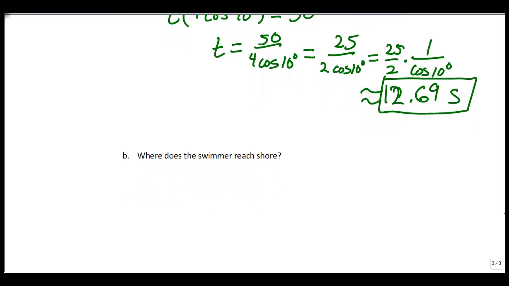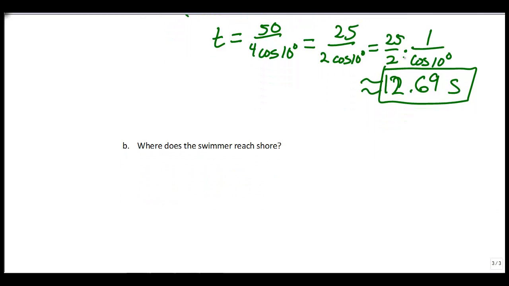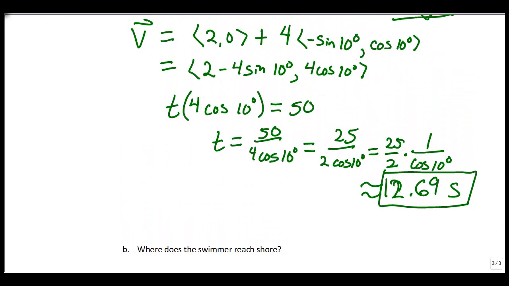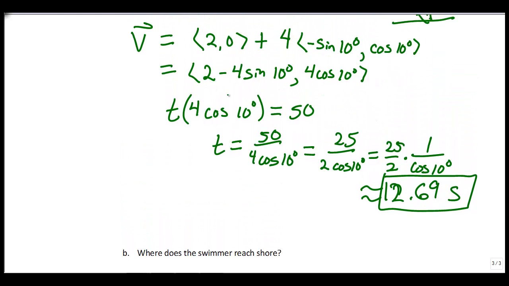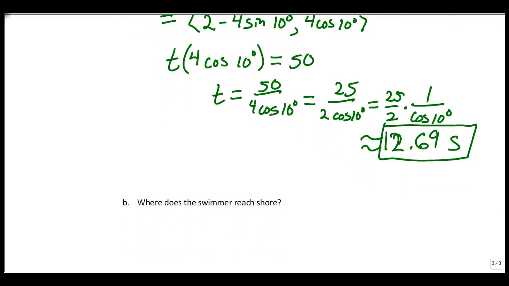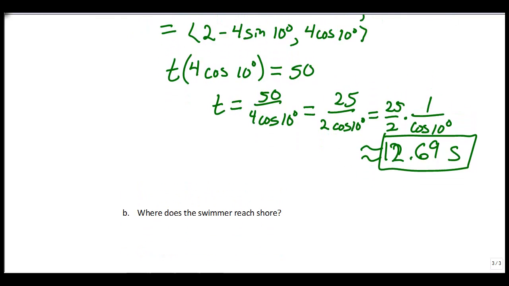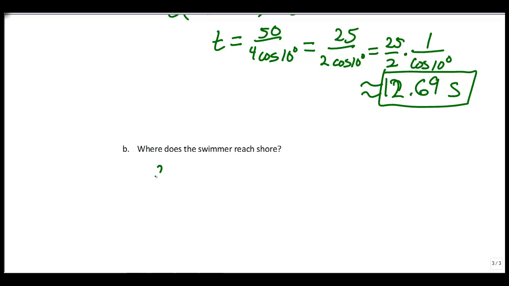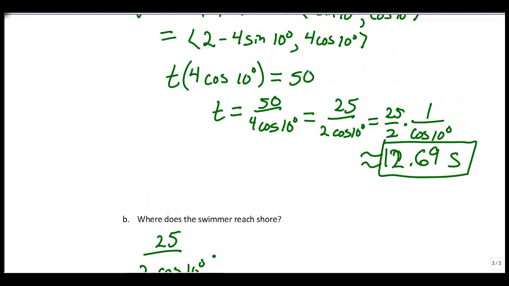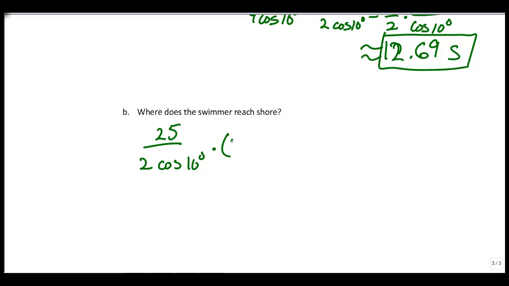Okay, then where does the swimmer reach shore? Well, we're going to take our time, which I'm going to now use the exact answer, in this form, 25 over 2 cosine 10 degrees. And we're going to multiply that by the x component of the directional vector that we're swimming in. So what we're going to get is 25 over 2 cosine 10 degrees, multiplied by 2 minus 4 sine 10 degrees.